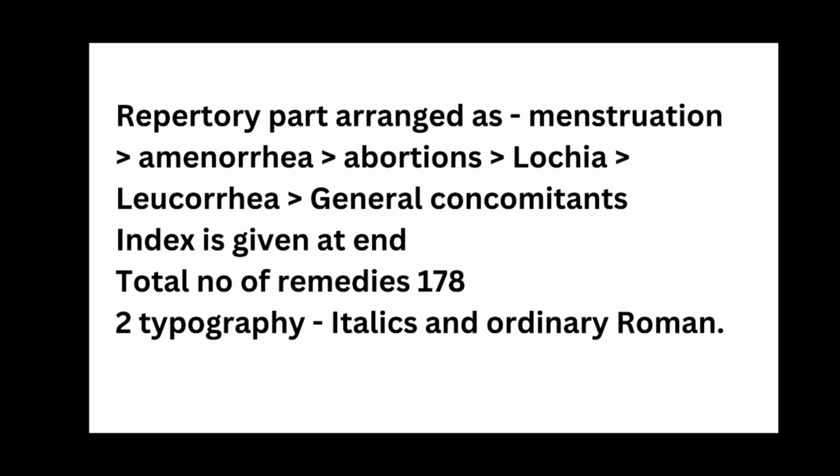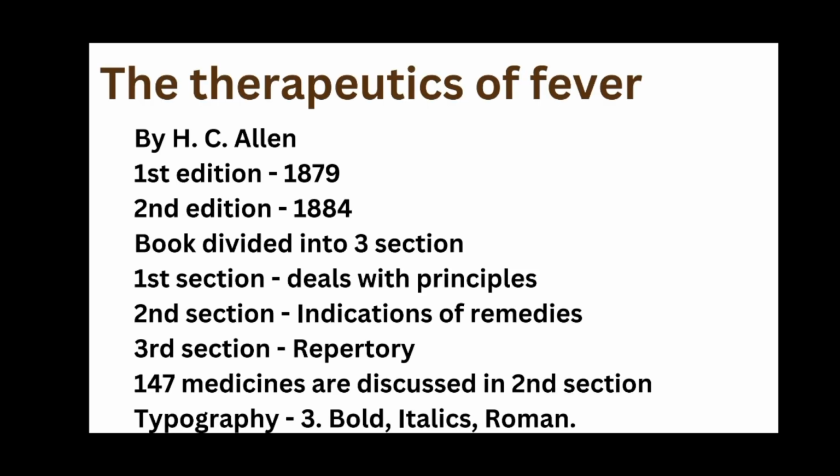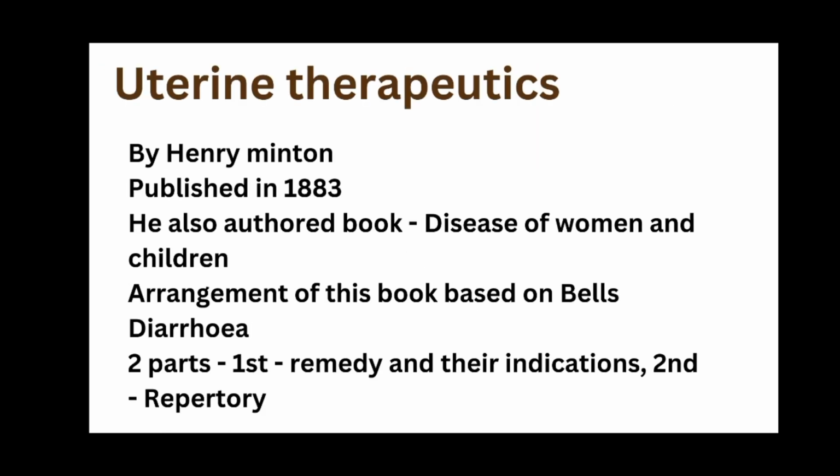The repertory part is arranged as menstruation, amenorrhea, abortion, lochia, leukorrhea, general concomitants. So it is arranged from menstruation to general concomitants. Index is given at the end. The total number of remedies used in this repertory is 178 and 2 typography used, italics and ordinary Roman. So, this is Uterine Therapeutics by Henry Minton.